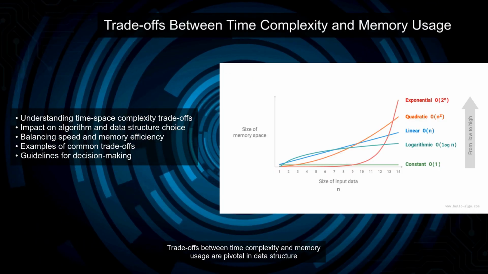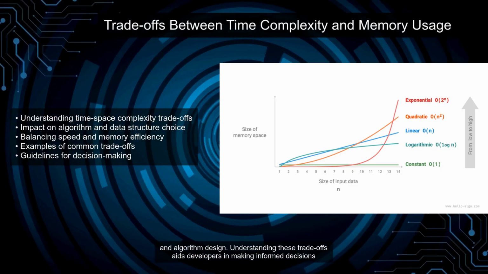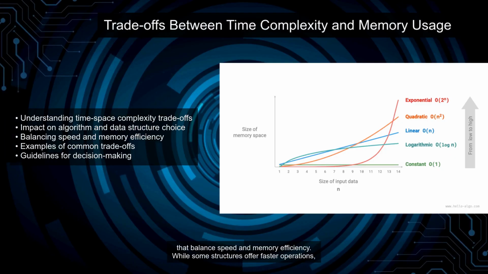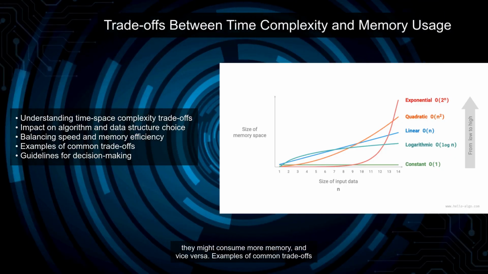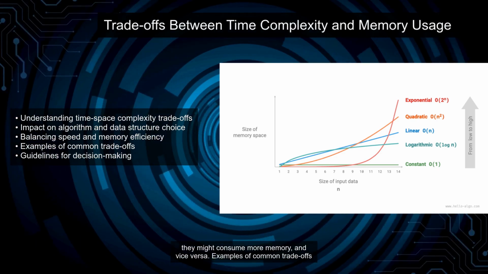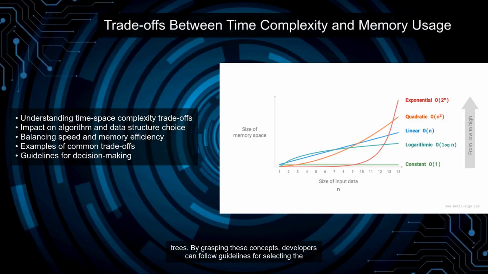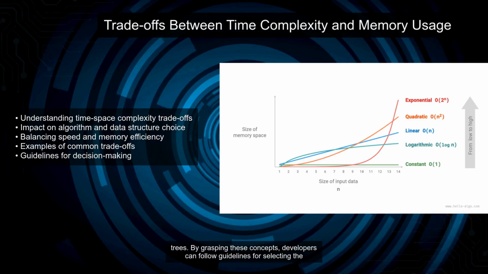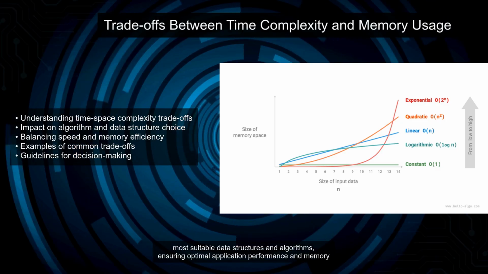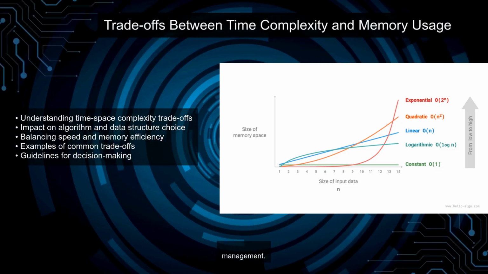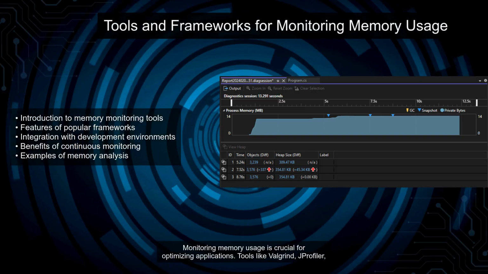Trade-offs between time complexity and memory usage are pivotal in data structure and algorithm design. Understanding these trade-offs aids developers in making informed decisions that balance speed and memory efficiency. While some structures offer faster operations, they might consume more memory, and vice versa. Examples of common trade-offs include choosing between hash tables and arrays or AVL trees and red-black trees. By grasping these concepts, developers can follow guidelines for selecting the most suitable data structures and algorithms, ensuring optimal application performance and memory management.